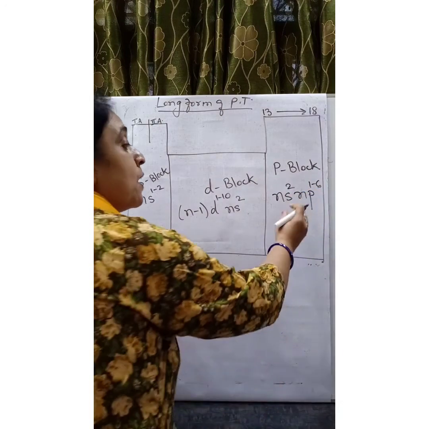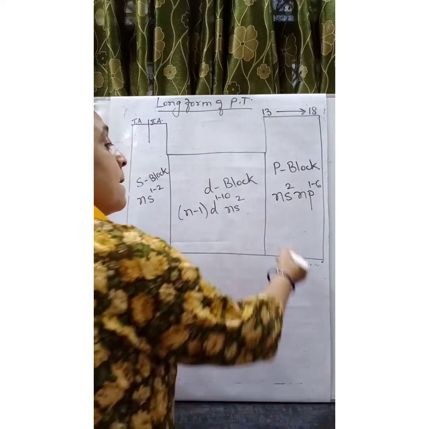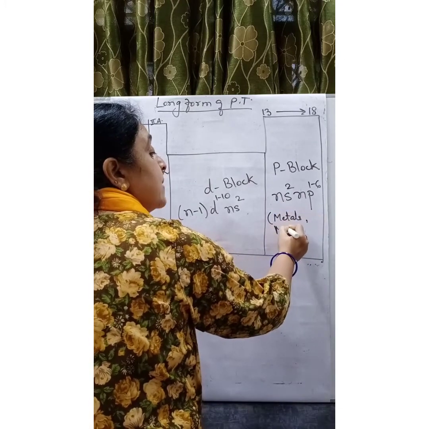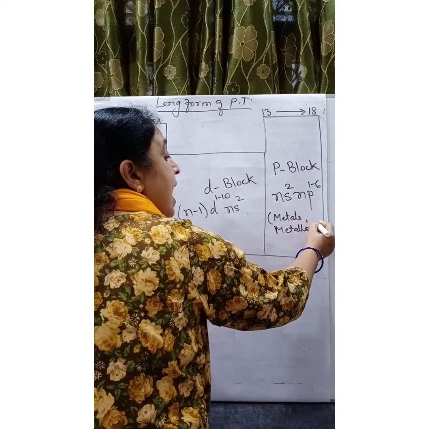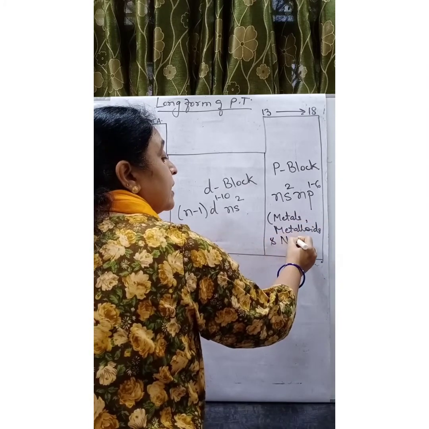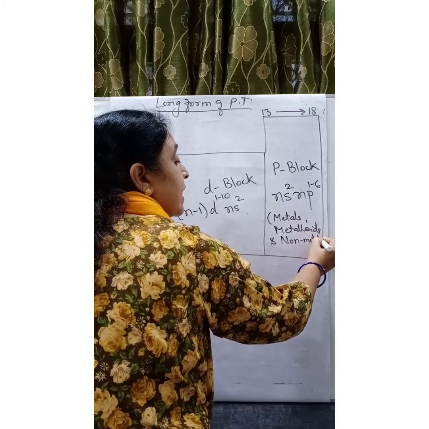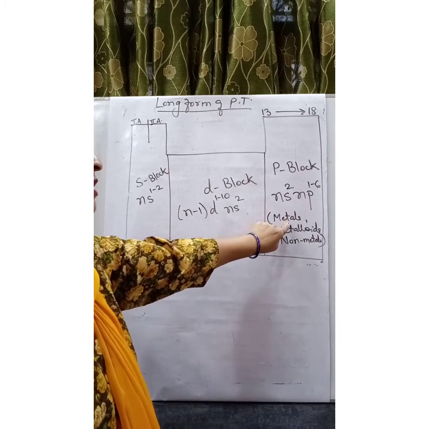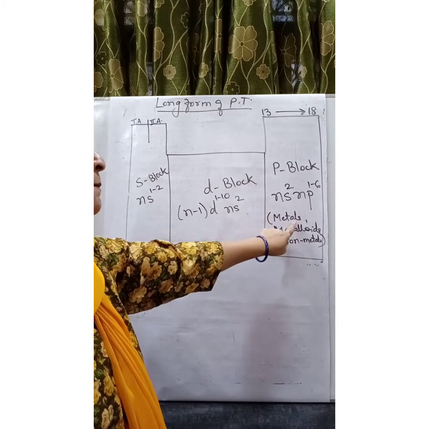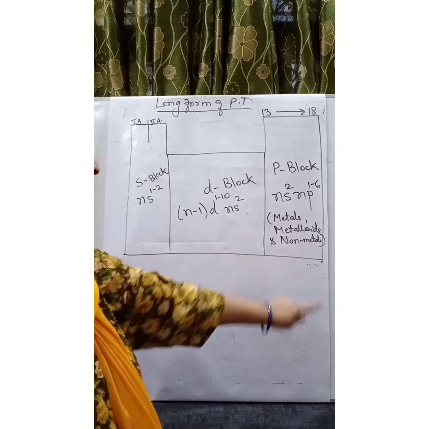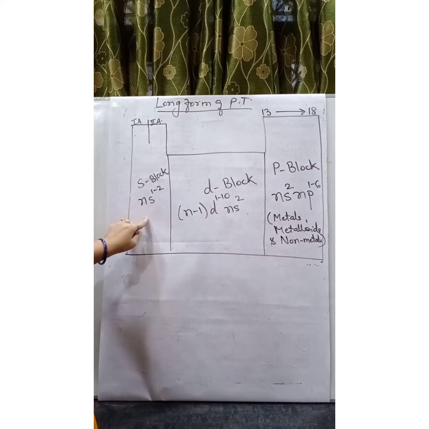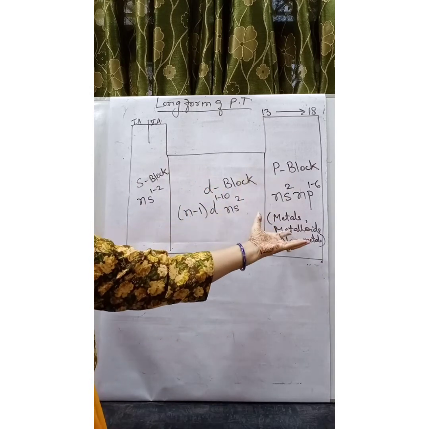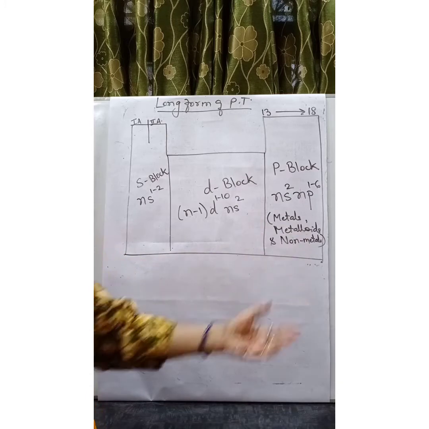The most important characteristic of the p block is that it includes metals also, metalloids also, and non-metals also. That is why the chemistry of the p block is rich in variety, because it includes all the 3: metals, metalloids and non-metals. s block elements are basically metals. d block elements are also metals. But the p block has a combination of all these 3.